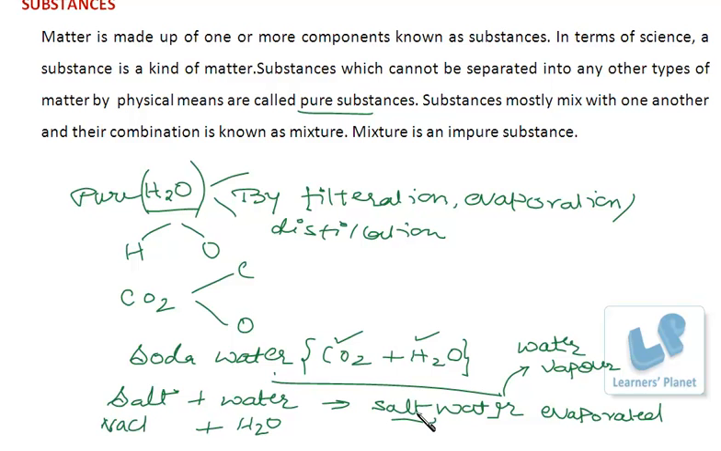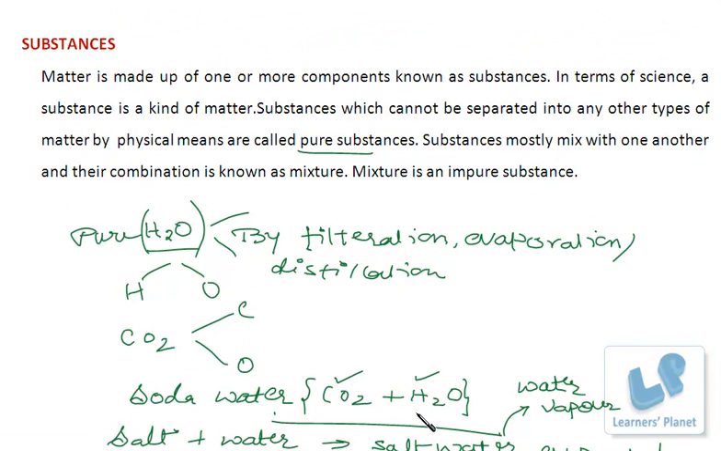So substance can be a pure substance and impure substance. Pure substance is one which cannot be separated into any other type of matter by physical means of separation. Whereas impure substance is one which can be separated. Say by filtration, evaporation, distillation or steam distillation, we can separate the components of an impure substance. And mixture is what? Mixture is an impure substance.